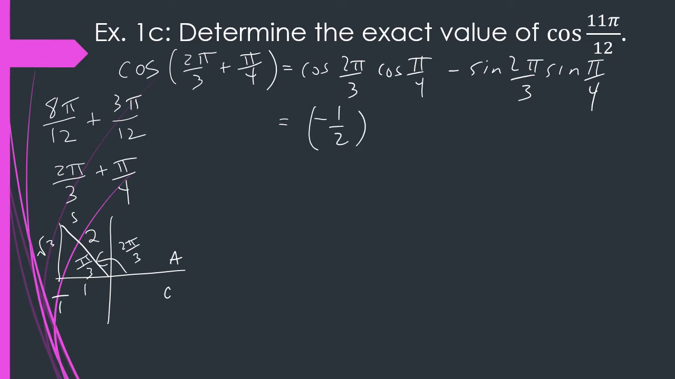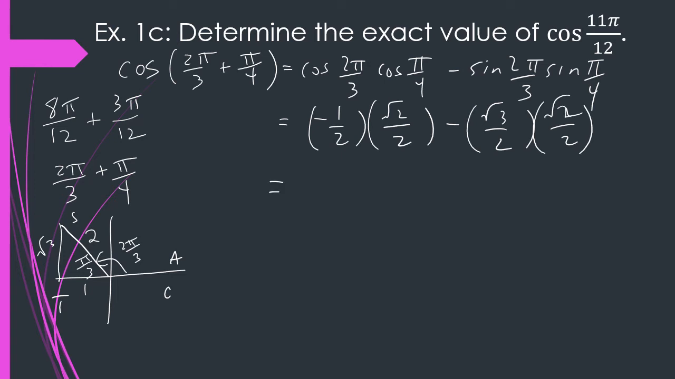Cos pi over 4, that's in quadrant 1. That's one of our special triangles. For a test, you would write it down. I'm not going to bother right now. Root 2 over 2. Sine 2 pi over 3, opposite over hypotenuse, or y over r, root 3 over 2. And it's in the positive sine quadrant, so we don't have to make it negative. Sine pi over 4, root 2 over 2.